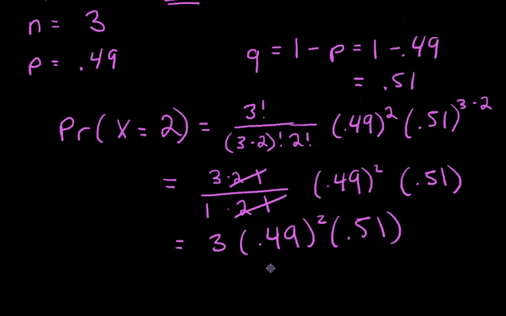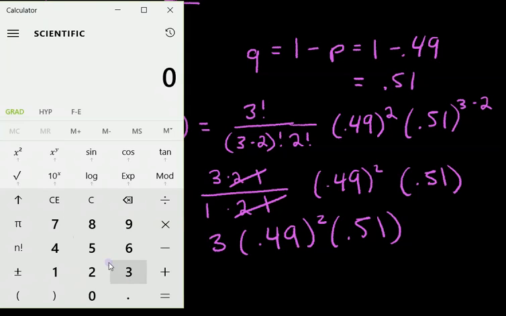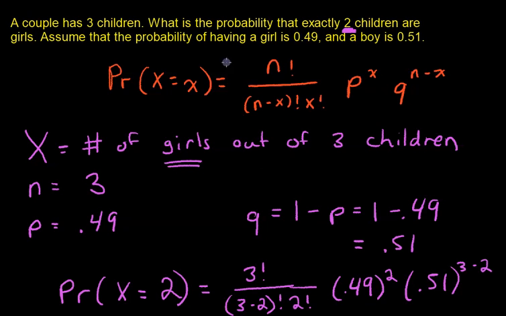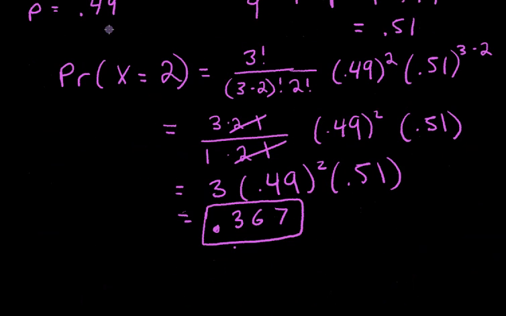All right, so now I just need to calculate this. Let's pull up our calculator and clear it out. 3 times 0.49 squared times 0.51. Our answer is 0.367. This is really interesting, actually. This means that out of all the families that have 3 children, 36.7% of them have 2 girls. That's super cool. So out of all the families that have 3 children, 36.7% of those families have exactly 2 girls.